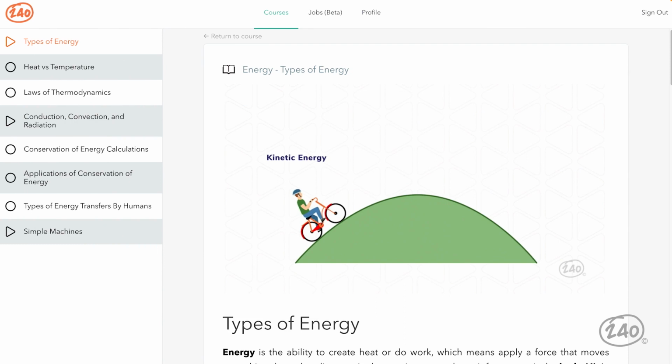Kinetic energy is the energy of motion. Anything that is moving has kinetic energy. Potential energy is stored energy and can be converted back to kinetic energy.